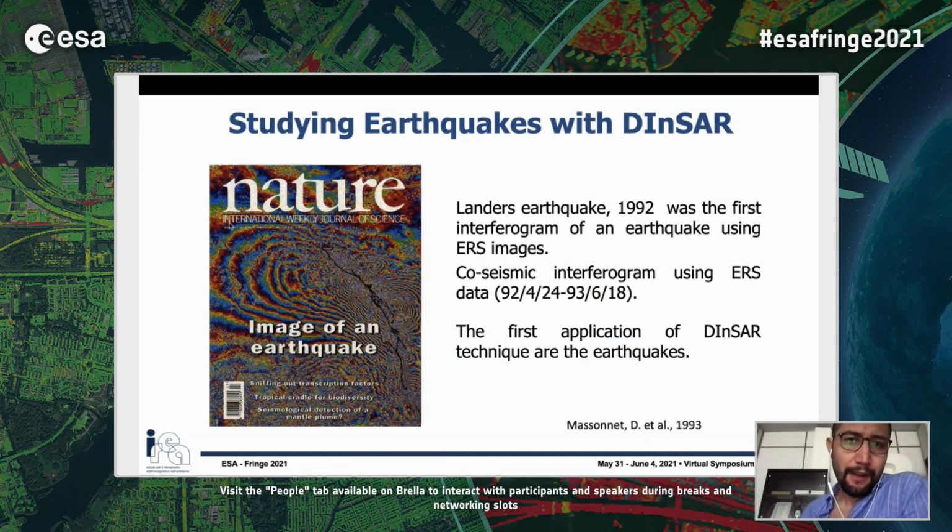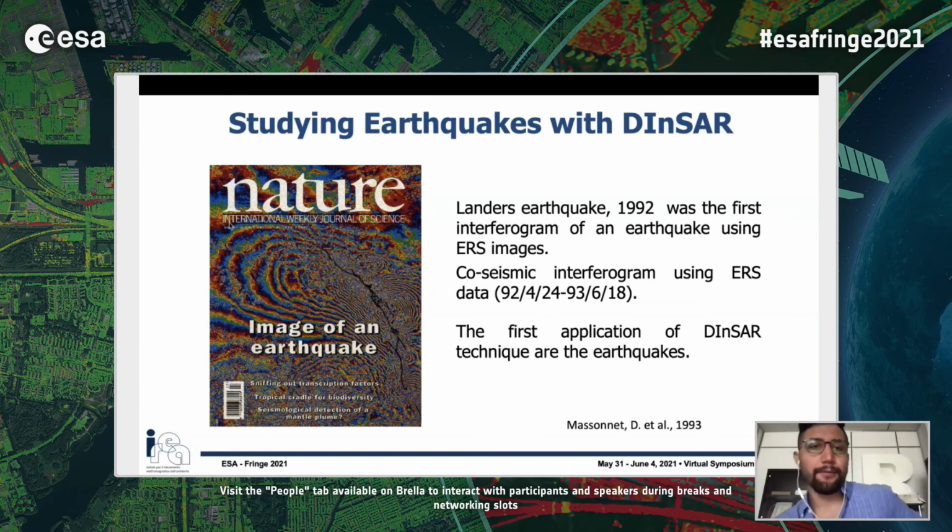So, in a general way, we can start to talk about the Landers earthquake in 1992, more than 20 years ago, when interferograms were first used for studying earthquakes around the world. This is the portal of the magazine Nature, and you can see here the first interferogram generated, with 22 interferometric pairs. This is the first application of the DInSAR technique on an earthquake.